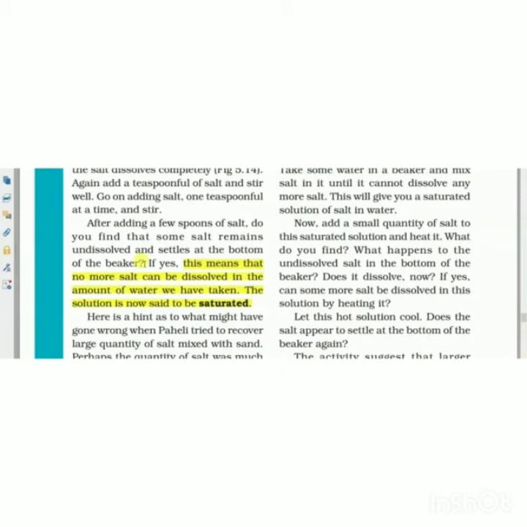We can define a saturated solution like this: a solution in which no more substance can be dissolved at that temperature is called a saturated solution. For making a saturated solution, take a cup of water in a beaker, add 1 teaspoon of salt and stir it well until the salt dissolves completely. Repeat this process until you can see that the same salt remains undissolved and settled at the bottom of the beaker. The solution thus prepared is called the saturated solution.